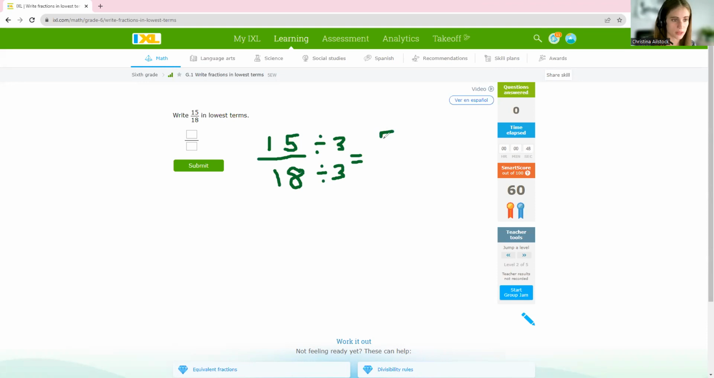So 15 divided by 3 is 5. 18 divided by 3 is 6. All right, anything else that 5 and 6 would have in common that I can divide both of them by? No, because 5 is prime. That means it's just 1 and 5, and 6 isn't divisible by 5. So that is it. Sometimes with repeated division, you only actually have to do it once.